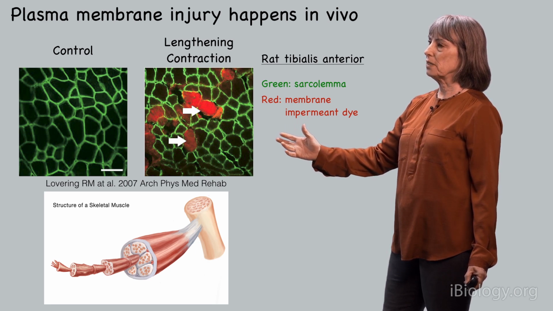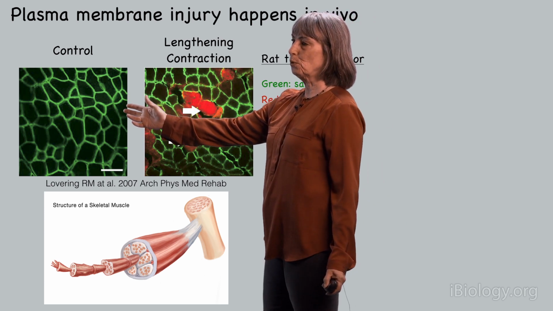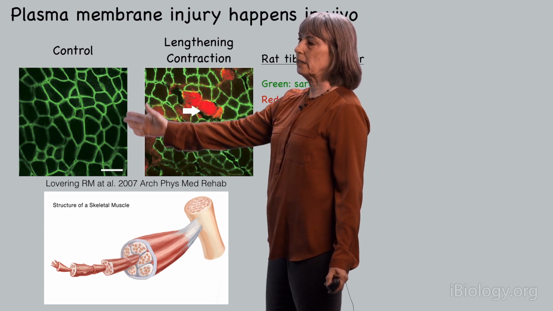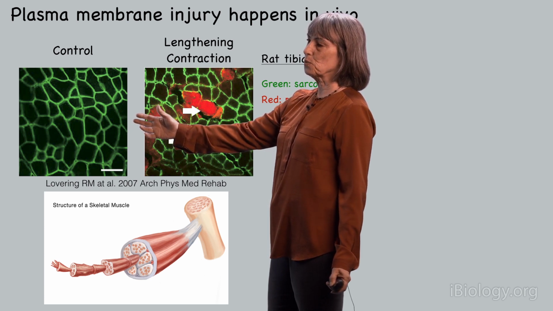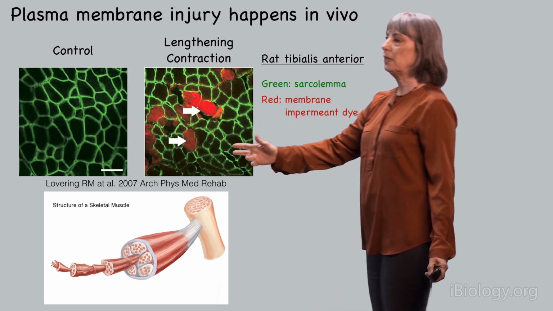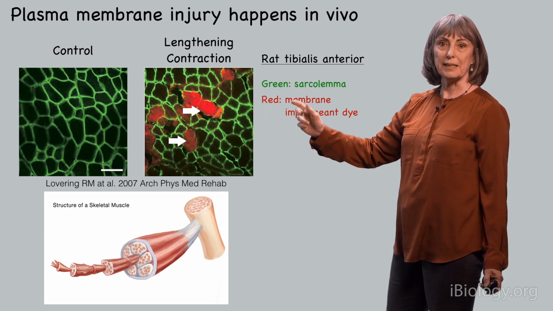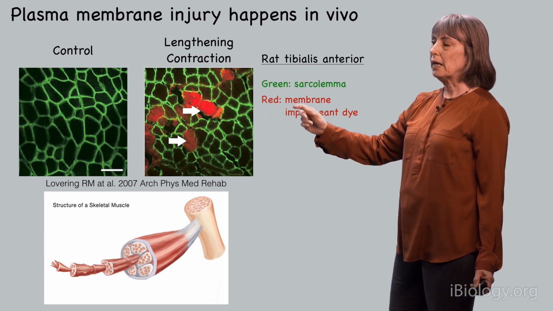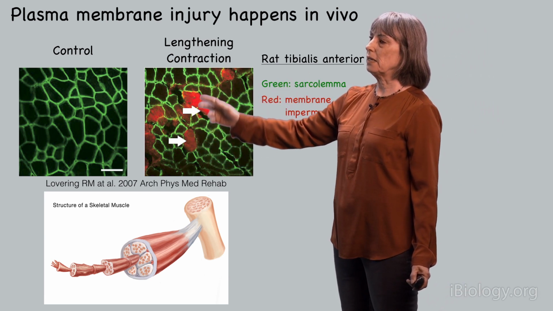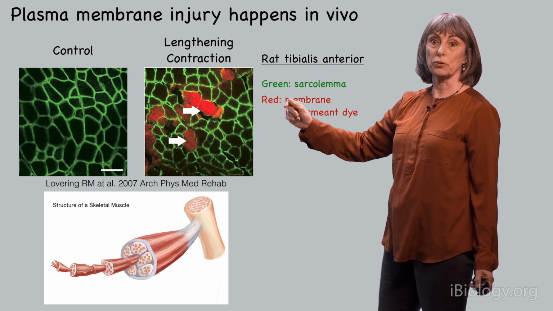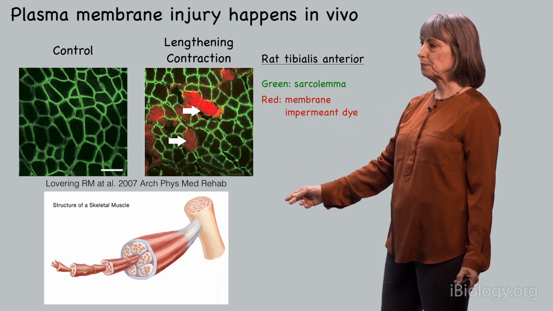And what is demonstrated here is that when the animals are just kept in their normal resting condition, you don't see any entry of the dye, indicating that these fibers remained intact. But when the animals are made to exercise, specifically to run downhill on a treadmill, you can see clearly that several fibers got injured, and this was caused by these lengthening contractions, which are known to cause injury in muscle.